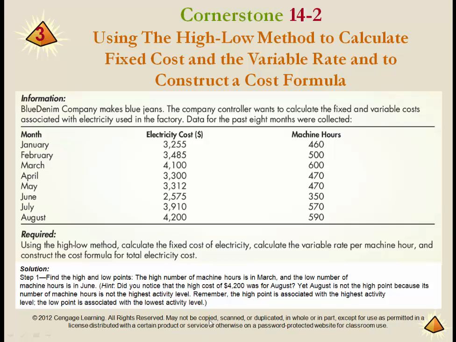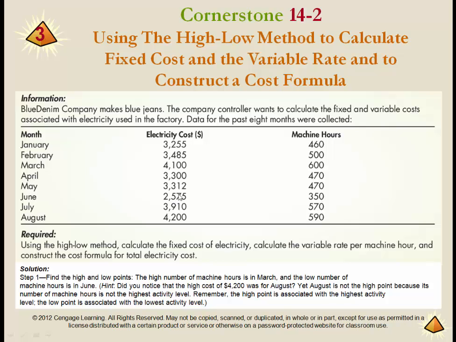We're going to basically back into the fixed cost. So let's use this as an example here, where our high point looks to be 4,100 at 600 machine hours, and our low point looks to be 2,575 and 350 machine hours. So we have those two, no, 4,200, I take that back, 4,200 and 590 and 2,575 and 350. So we're looking at the differences between those two. The dollars will be 2,575 and 4,200. So we're looking at the difference between those two. Then we're looking at the difference between the units, which is 240.